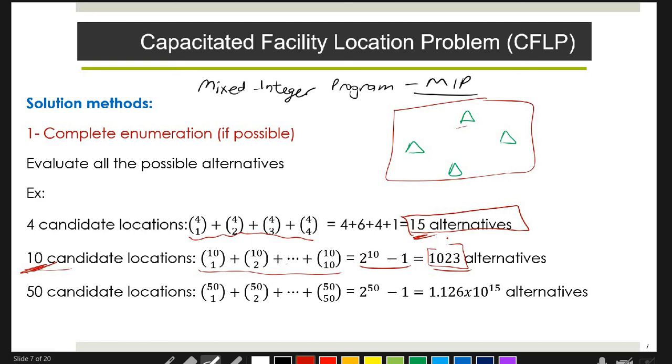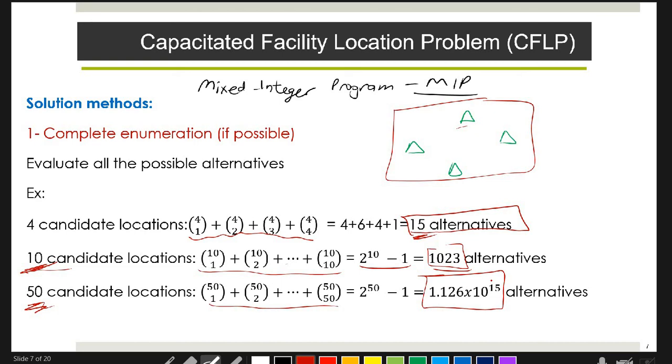Okay, you can write a Java code, C++ code, anything, and you can calculate that value, no problem. But in real life, the number of candidate locations is really high. And assume that there are 50 candidate locations, and we want to find the best one of these by using this procedure, complete enumeration. The total number of candidates that you need to evaluate is 1.126 multiplied by 10 to the power 15. Even with the fastest computers, this will take time.